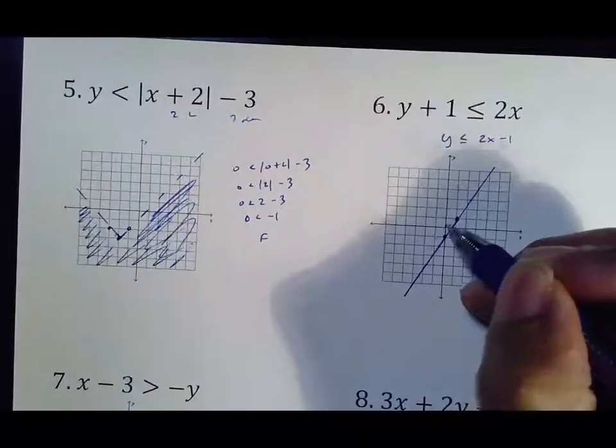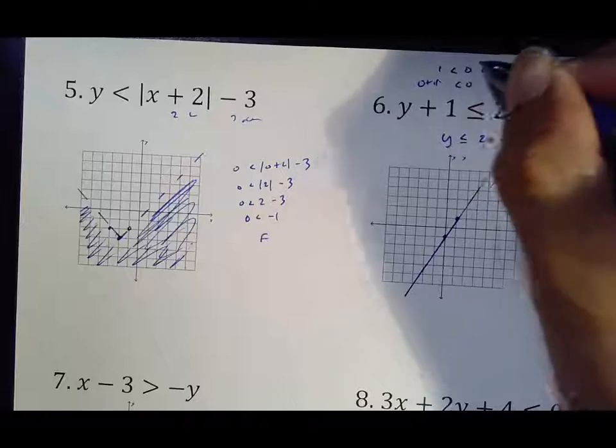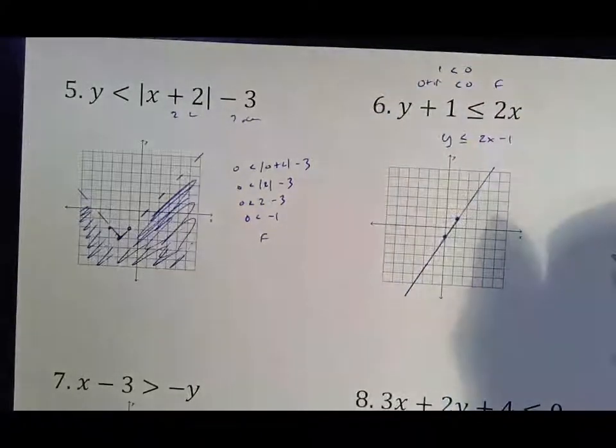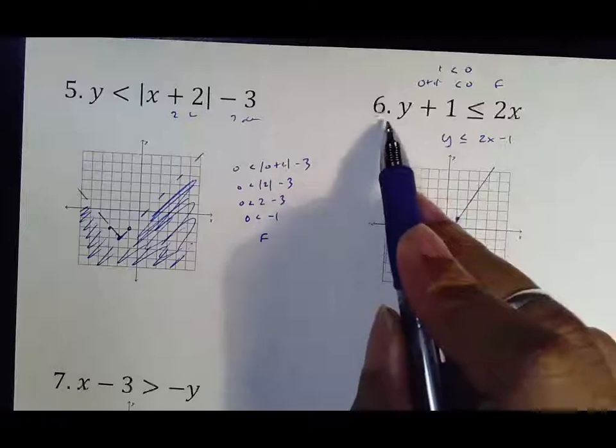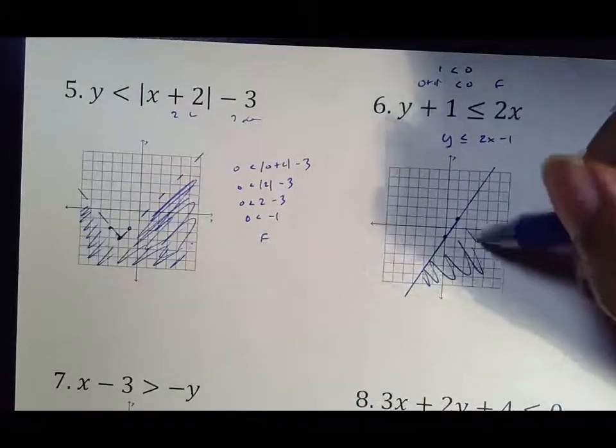And then we test 0, 0. So 0 plus 1 is less than 0. So 1 is less than 0, which is false. So we would stay on, let's make sure, 1 is less than 0, which, yes, is false. So we go on this side.